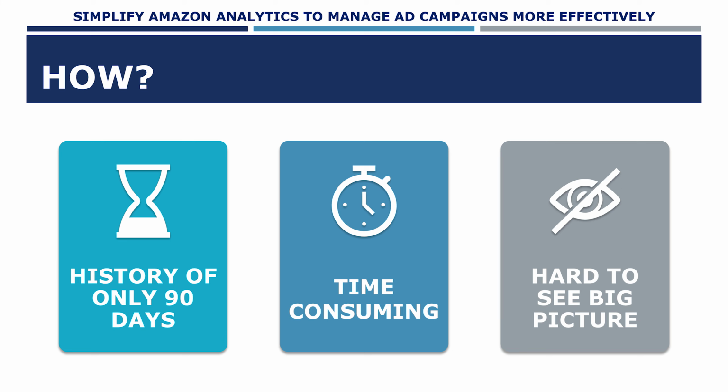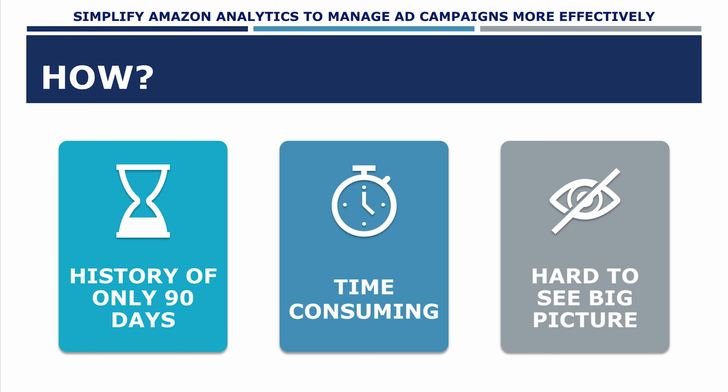How are we doing this? Well, there's three main things that my project provides that Amazon does not. The first is a history of greater than 90 days. Amazon does not provide you with any analytical information about campaigns past 90 days. This means that we cannot compare this year's sales data to last year's sales data through Amazon.